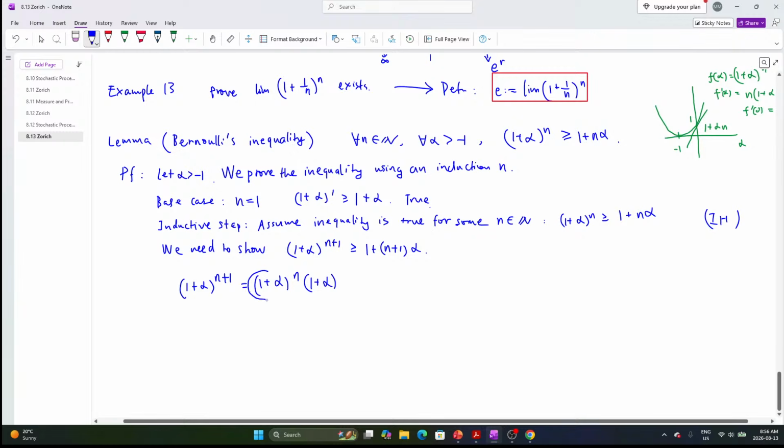And now that you have (1 plus alpha) to the n, and because this is important, and because alpha is greater than minus 1, this way 1 plus alpha is positive. Otherwise, if this is negative, then this screws up the inequality sign. So you want to use (1 plus alpha) to the n is greater or equal to 1 plus n alpha. And because 1 plus alpha is a positive number, the inequality direction is preserved.